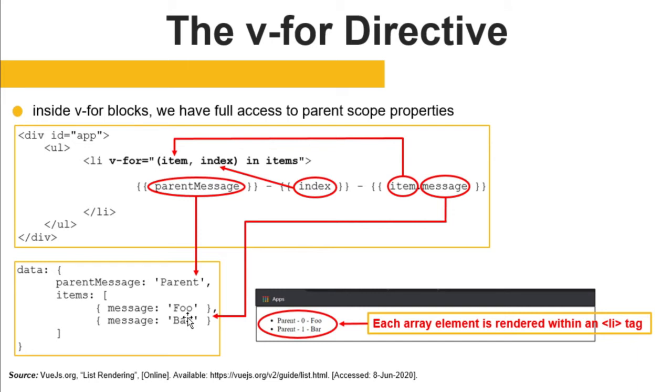So we are expecting that the output should be parent, just like this one, inside an li, hyphen the index position, which is 0, hyphen item.message, which is the first object inside our items array, which returns foo. So remember that each array element here is rendered within an li tag.